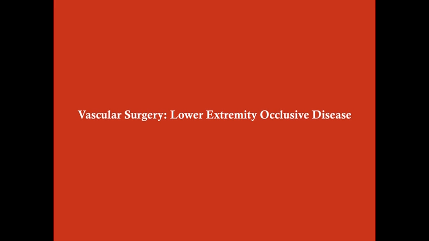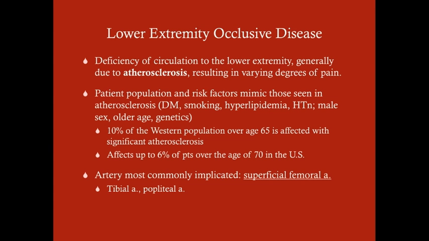Hi again, we're going to talk here about lower extremity occlusive disease. This is one of the most common peripheral vascular diseases that you're going to see. And one of the big things, like any of the peripheral vascular diseases, is that this is caused from atherosclerosis. So this is a deficiency of circulation to the lower extremity due to atherosclerosis in the vast majority of cases.